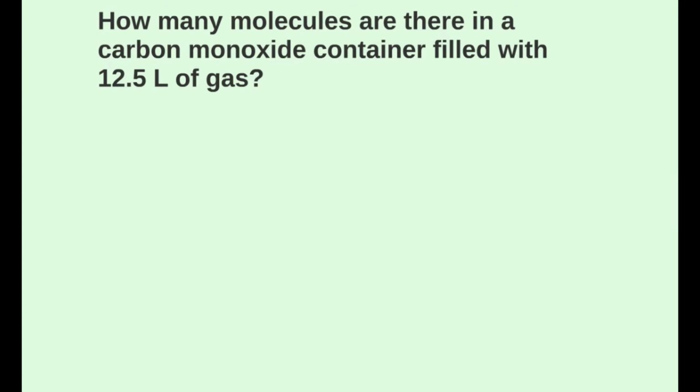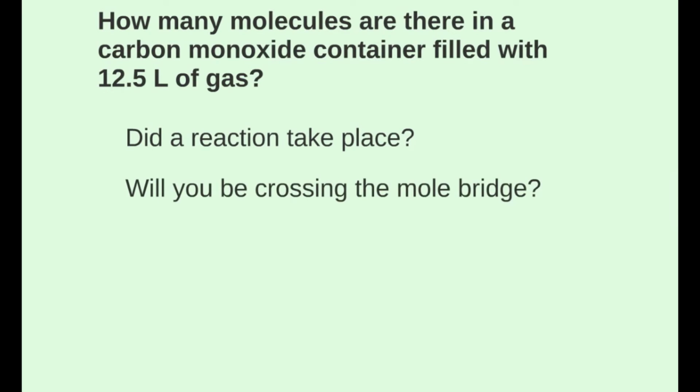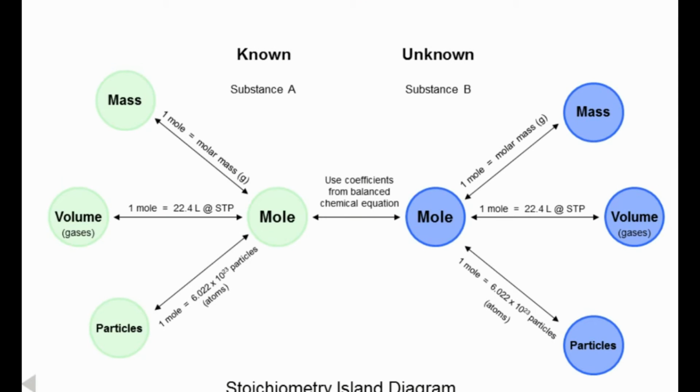You're kind of going back to what you were doing last week. You're using basically one side of the periodic table, or one side of that little map. So there is no reaction taking place. Therefore, no mole-to-mole conversion, okay? Will you be crossing the mole bridge? No. So here's the thing. That's what I mean by mole bridge. You're not going over here.